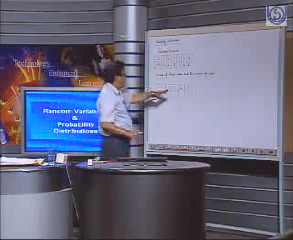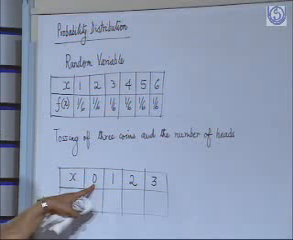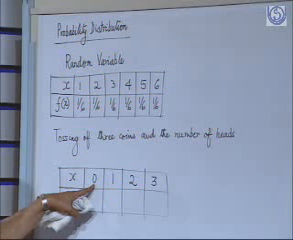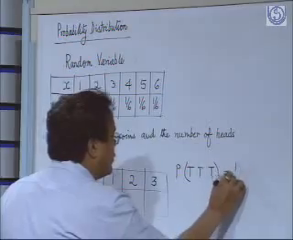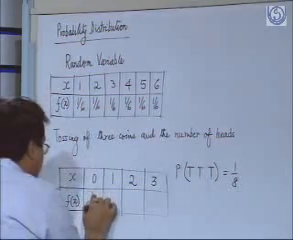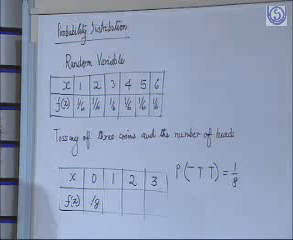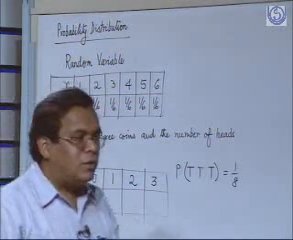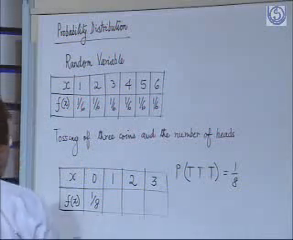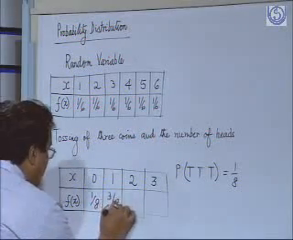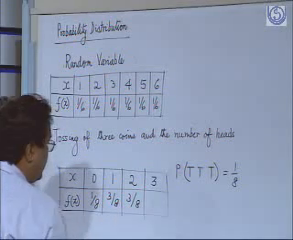Now what is the probability for 0? X is equal to 0. No head means what? No head means tail, tail, tail. Isn't it? So the probability is 1 by 8. What about 1 head? You look back at your notes. 3 by 8, right? What about 2 heads? Very good. And what about 3 heads?